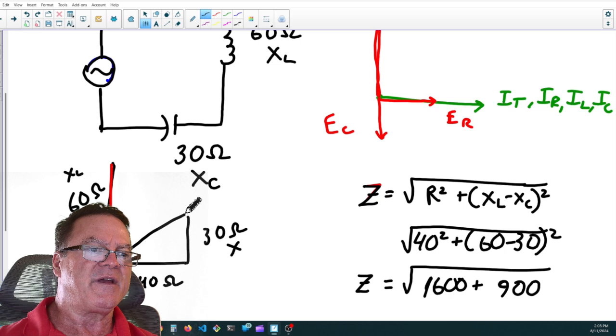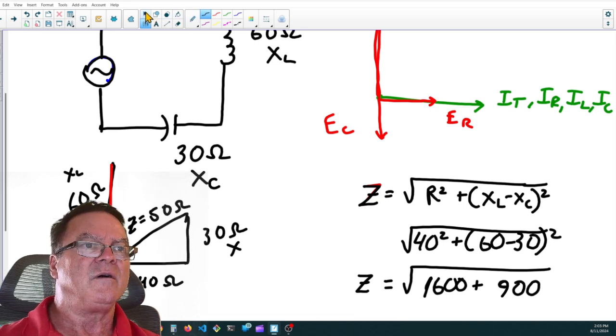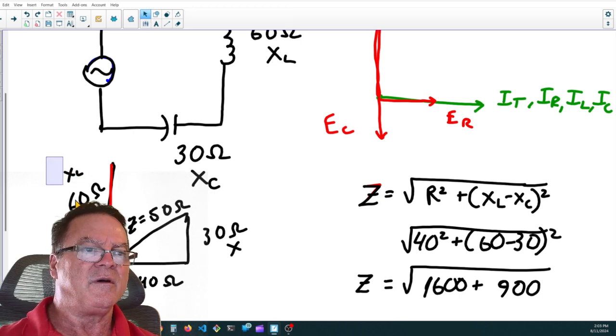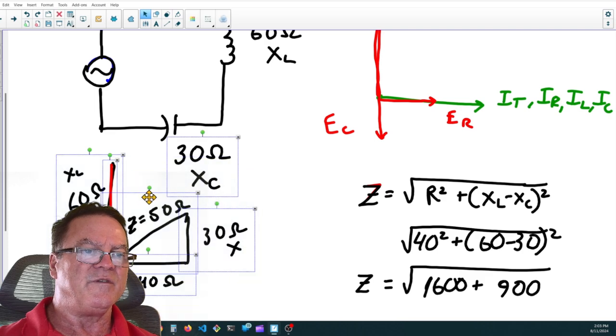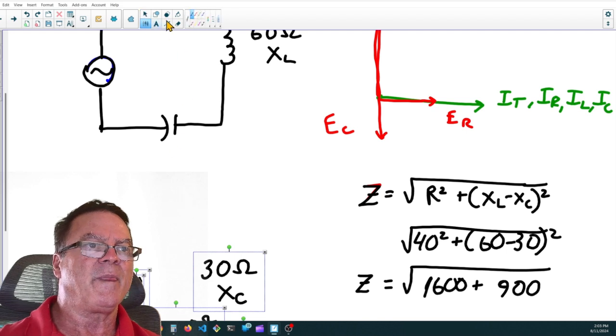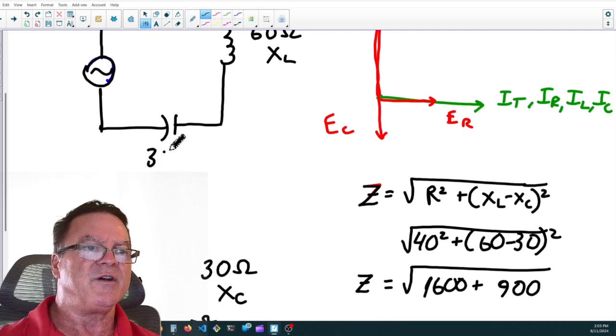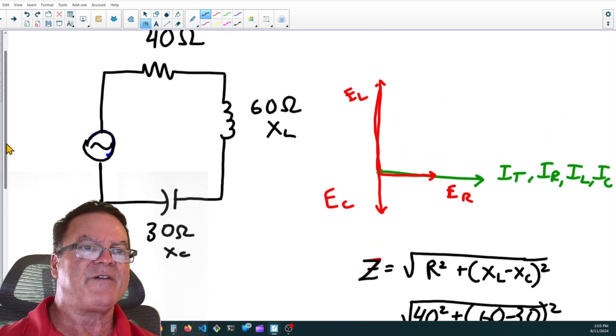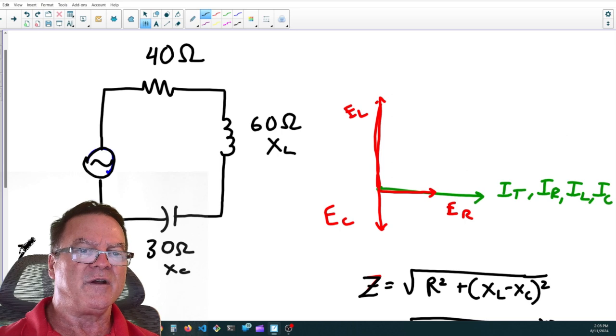And then we did Pythagorean theorem. We found 30 ohms and 40 ohms. We have an impedance of 50 ohms total. Now, let me see if I can grab all of this and move it out of my way. There we go. That's better. All right. So here's my 30 ohms of capacitive reactance. So we have a total ohmic value, an impedance of 50 ohms.